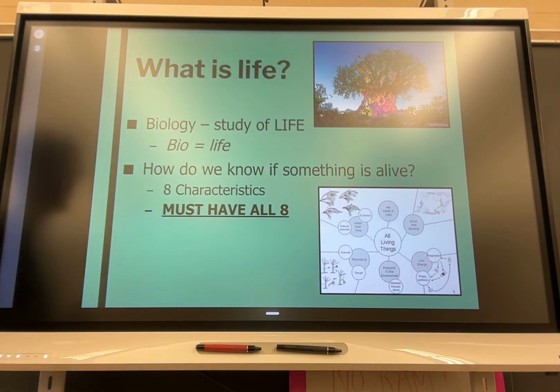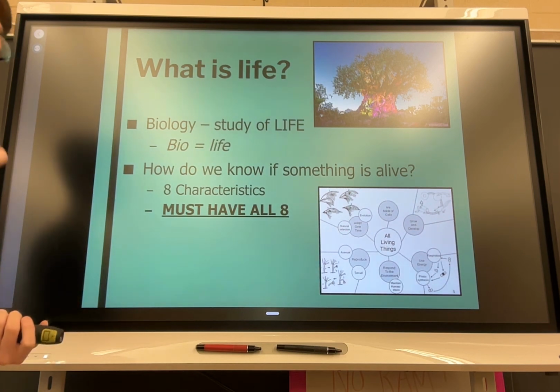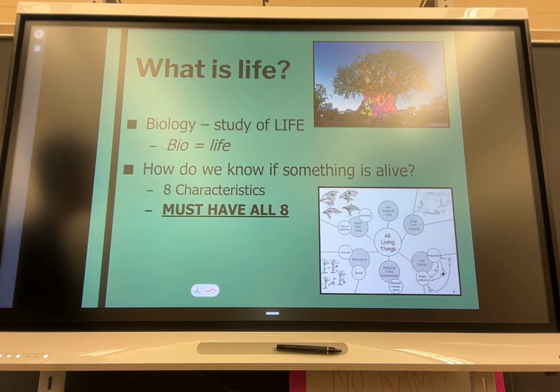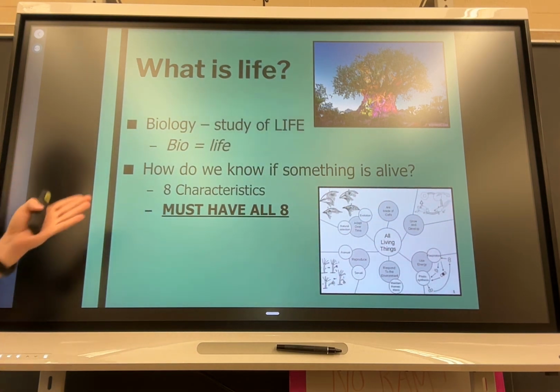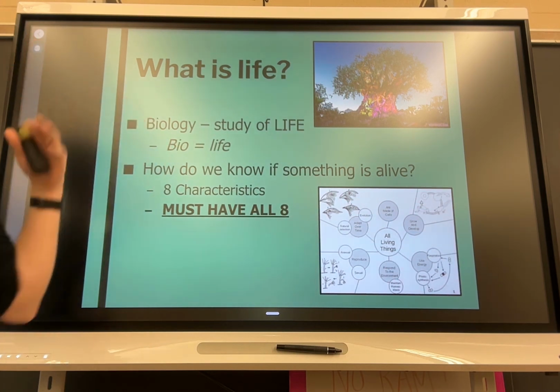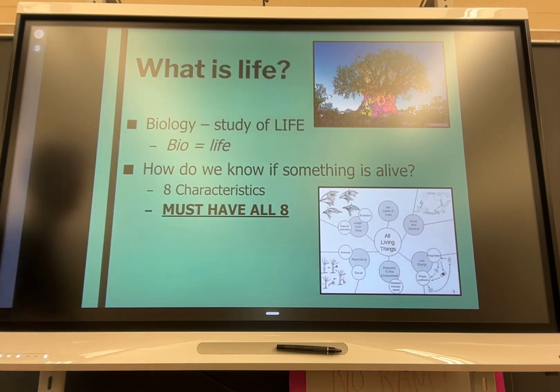So the first we're going to look at is biology, and biology is the study of life. So we see this prefix bio here. Bio is life. So when you see ology, the suffix here, ology is the study of. So if you've ever seen geology or astrology or different things like that, those are different studies. So we are studying something, and in this case, we are studying life.